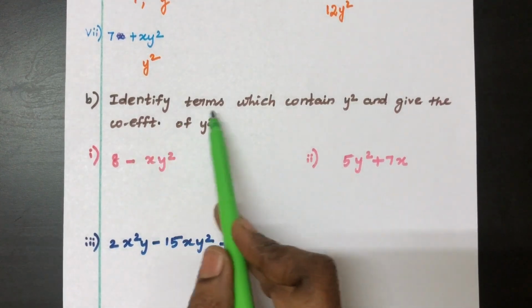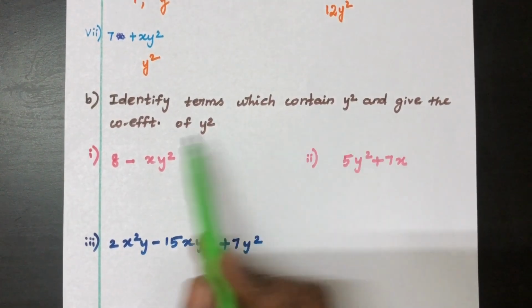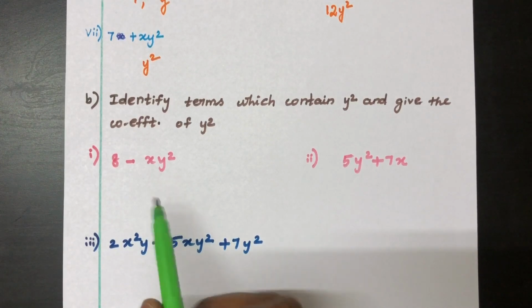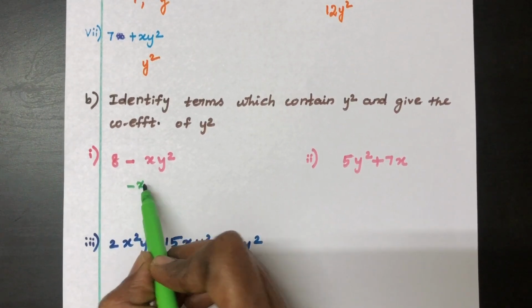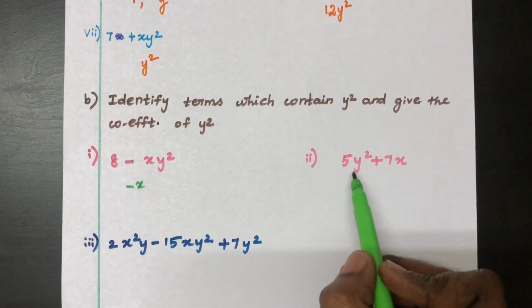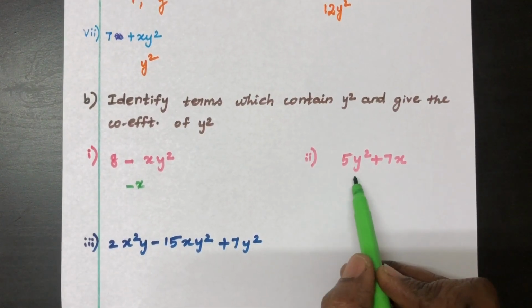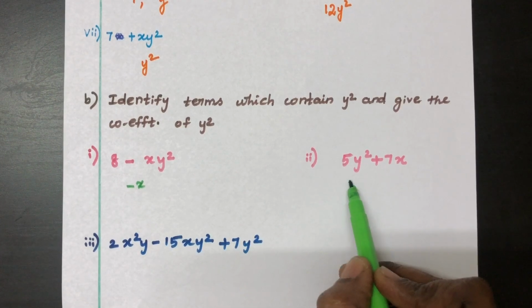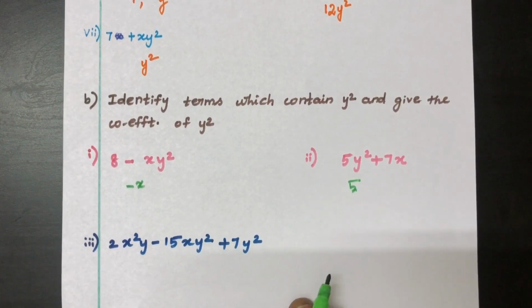B. Identify terms which contain y square and give the coefficient of y square. See, the second term contains y square. What is the coefficient? Minus x is the coefficient. Here the first term contains y square. So, coefficient means the attached thing with the y square, which is 5 alone. So, 5 is the coefficient of y square here.